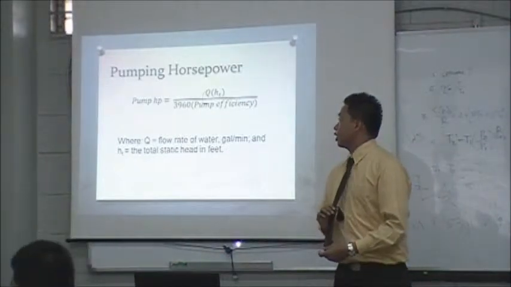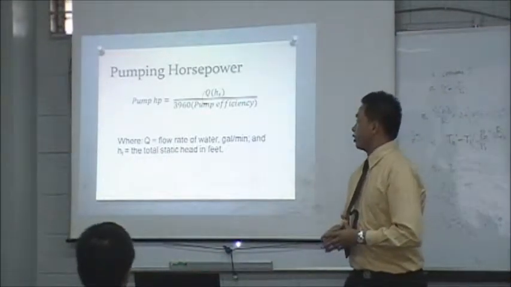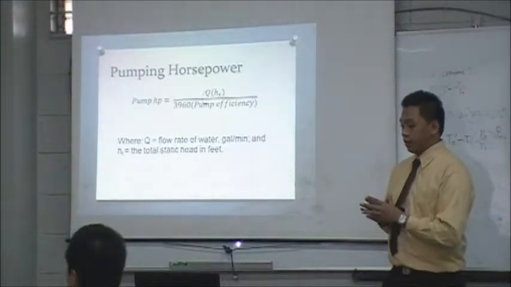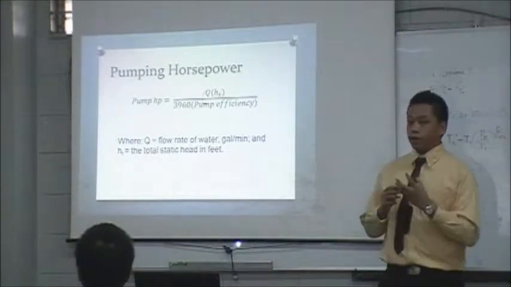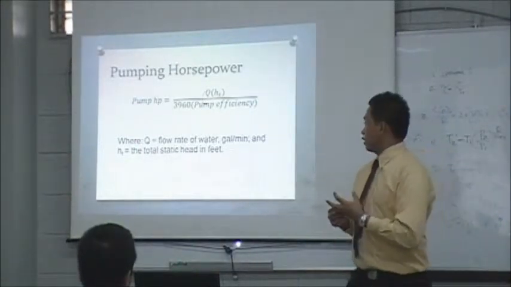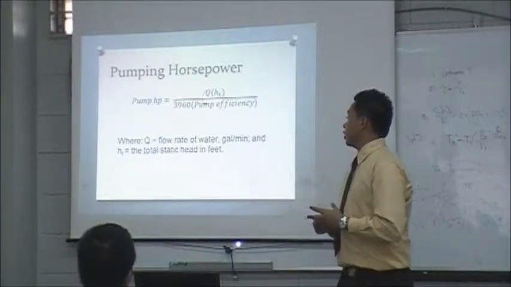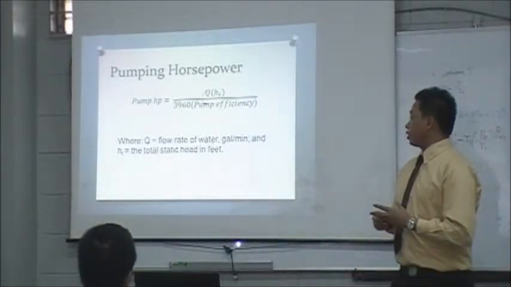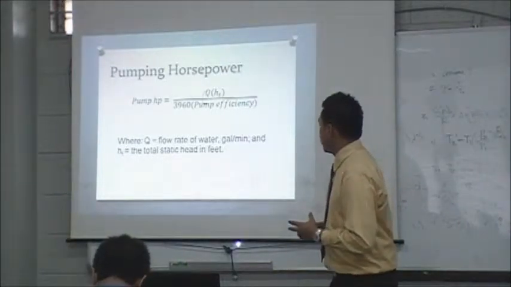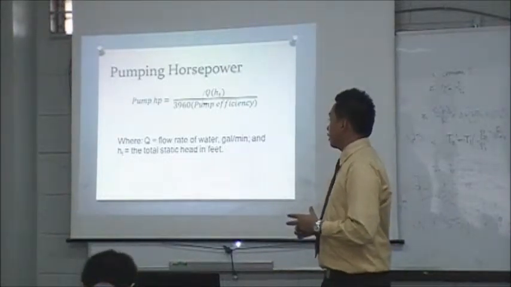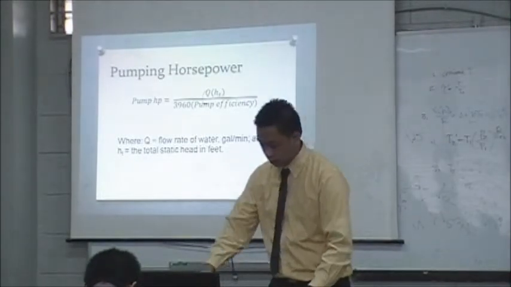The last parameter to consider in operating a cooling tower is the pumping horsepower. Like the fans, pumps constitute a very large amount in the cooling tower costing. The pumping horsepower is computed as the flow rate of water in gallons per minute times the total static head in feet over 3960 times the pump efficiency.